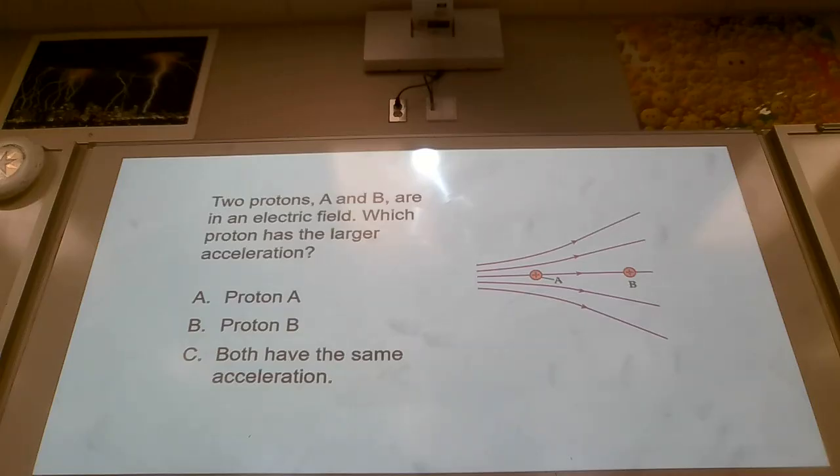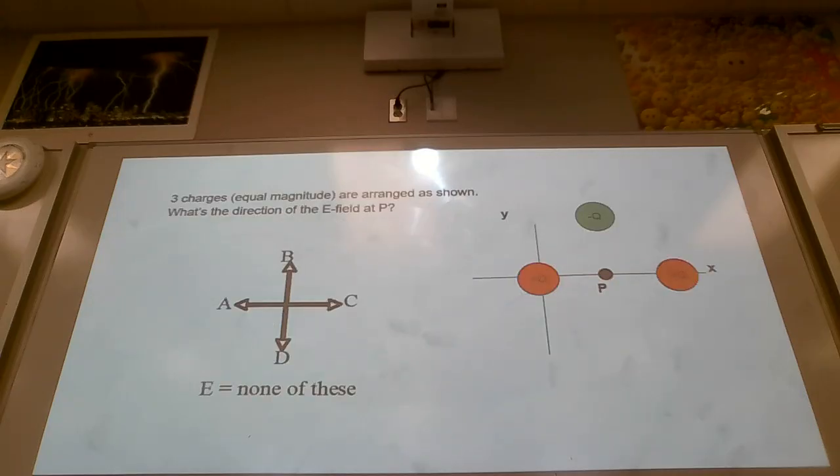Thumbs up, and you got something in your brain. Everybody good with A? Okay, electric field lines are closer together. Therefore, you have a stronger electric field. Therefore, a stronger electric force. Therefore, a greater acceleration. Tell your neighbor.